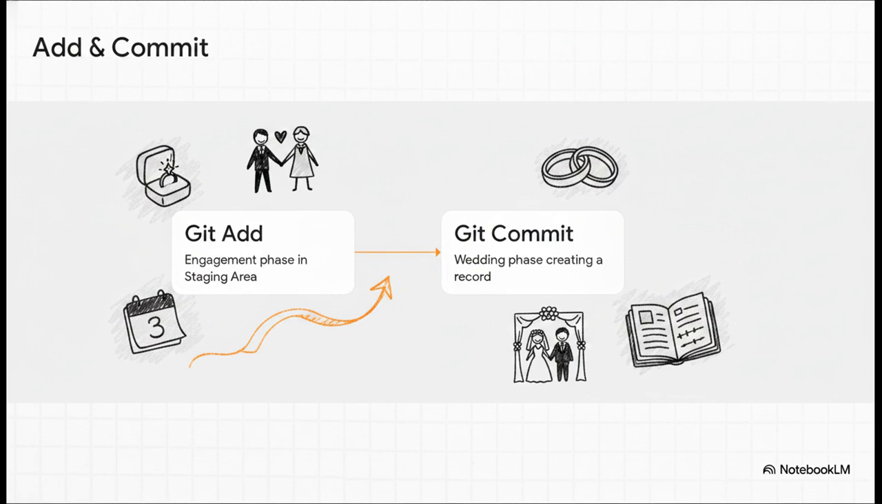Step 1 is Git add. This is the engagement phase. You're taking your files and placing them in what's called a staging area. You're declaring your intentions to save, but it's not quite permanent yet.